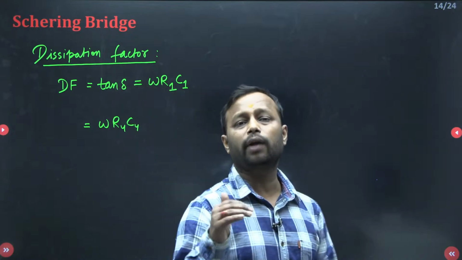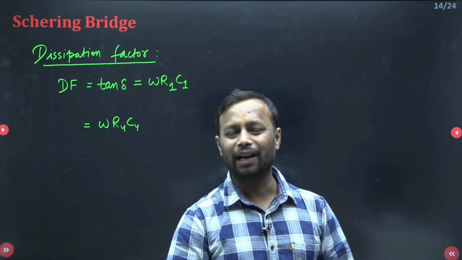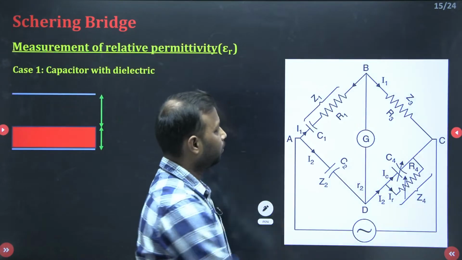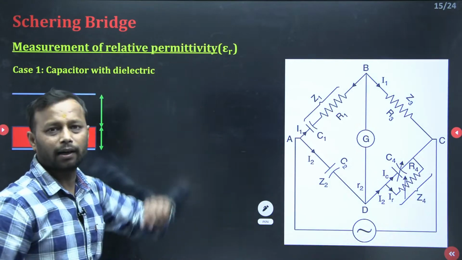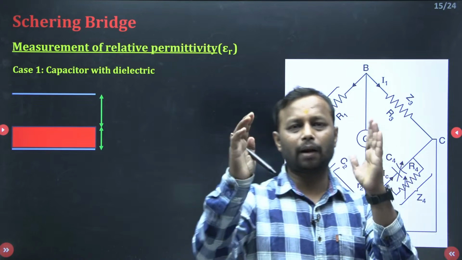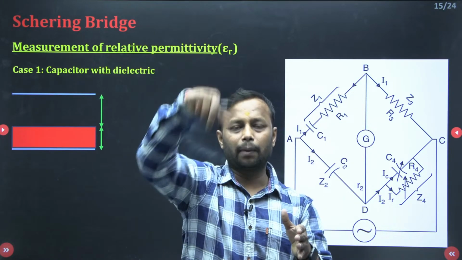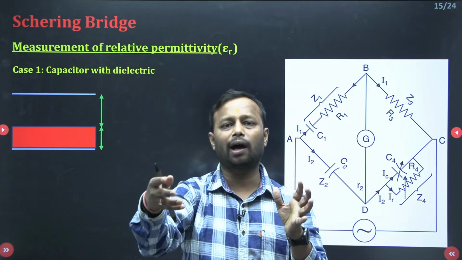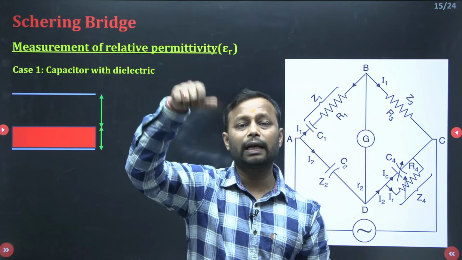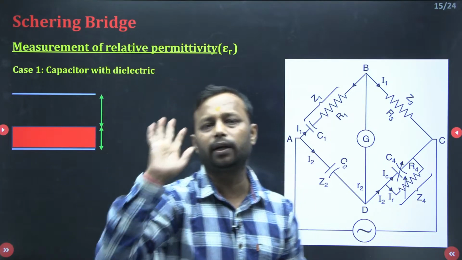It is used to calculate the relative permittivity of the material, which is epsilon r. Sometimes you must have seen that inside a capacitor we put some material, just like your glass, paper and so forth. So that is nothing but the permittivity of the material. That needs to be determined.